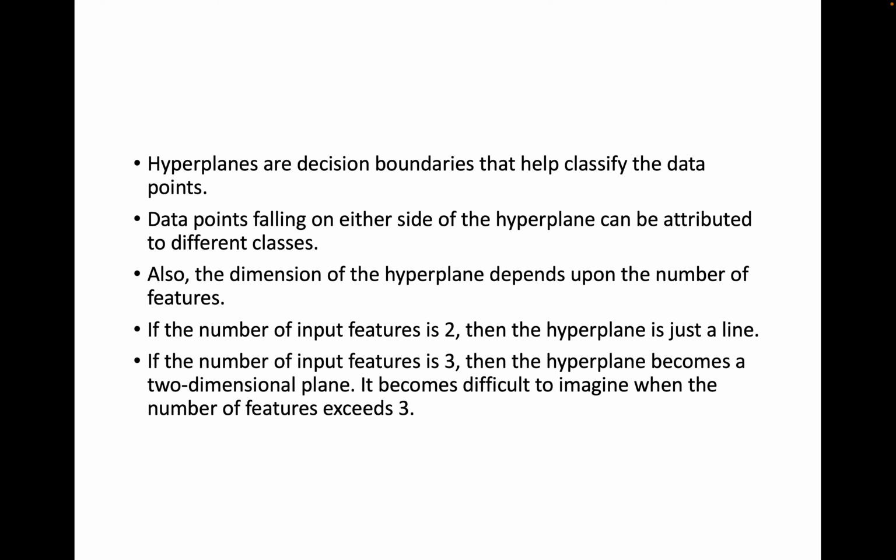Well, obviously, if you're dividing something, what are you dividing? Classes. Also, the dimension of the hyperplane depends upon the number of features. Obviously, the dimension of the hyperplane will depend on how many objects are above and below, and accordingly its dimension will be formed. If the number of input features is 2, then the hyperplane is just a line. Here they mean the dimensionality we talked about before. But if the number of input features is 3, the hyperplane becomes a two-dimensional plane. In three dimensions it becomes a two-dimensional plane, and in two dimensions it becomes a one-dimensional line. In one dimension, with a single attribute, what will you divide? So there's no plane existing.